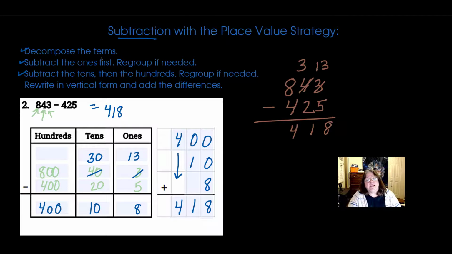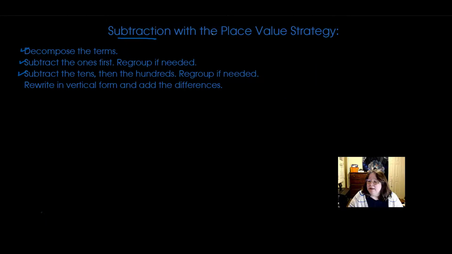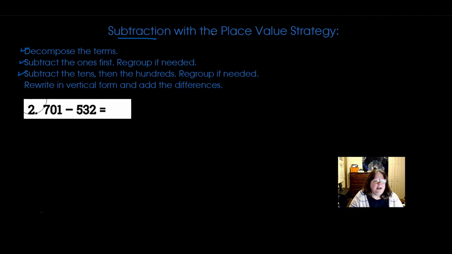Okay, so this is how it's set up on the re-engage page. But let's take a look at one of the homework problems. There you have to kind of decide how you're going to set it up yourself. And let's look at this problem. And as you can see, this is number 2 on the homework page. 701 minus 532.